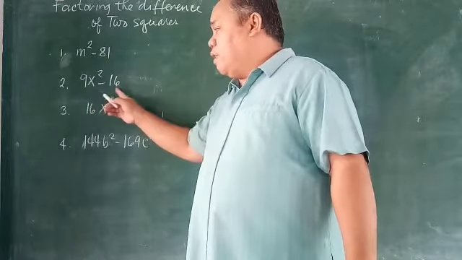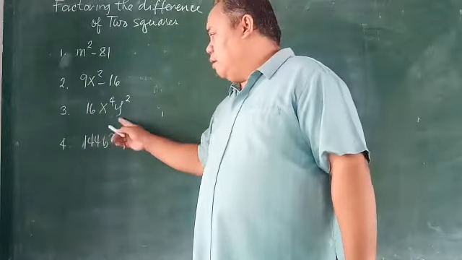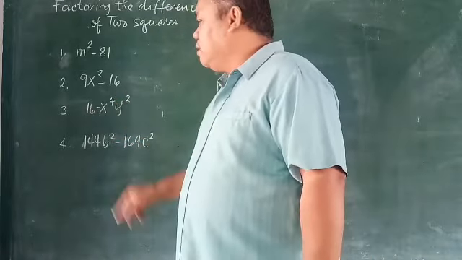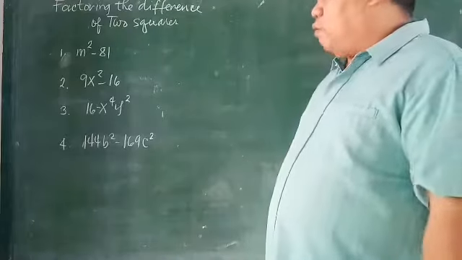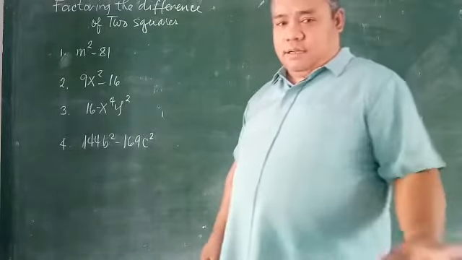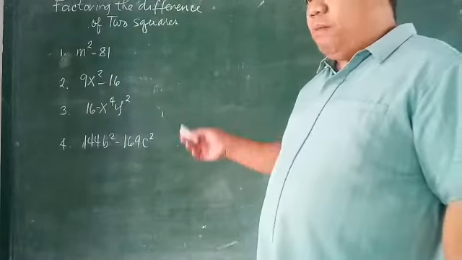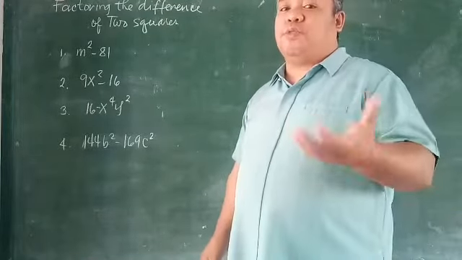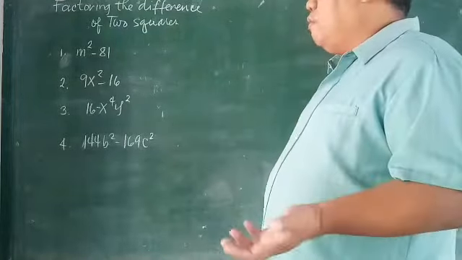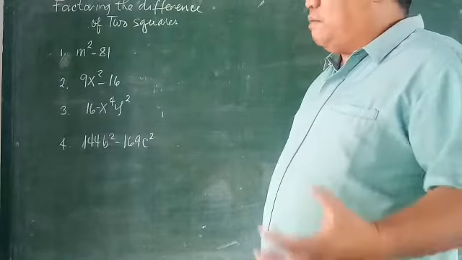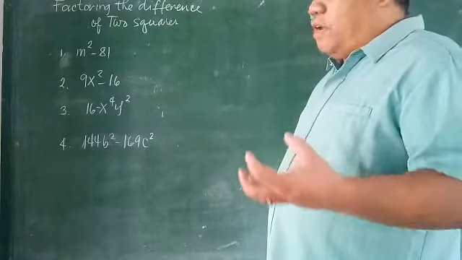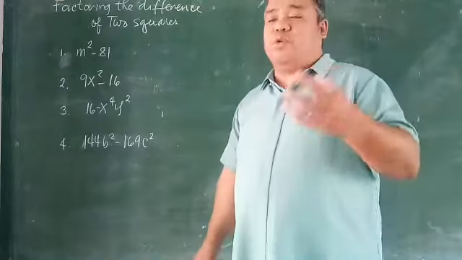So the two terms are perfect squares, separated by a minus sign, but we're going to factor it into two binomials. Remember that the factors of the difference of two squares are the sum and the difference of two terms.